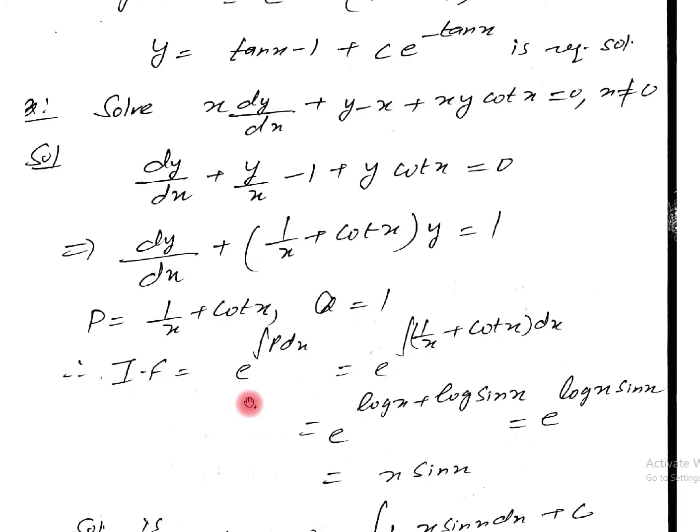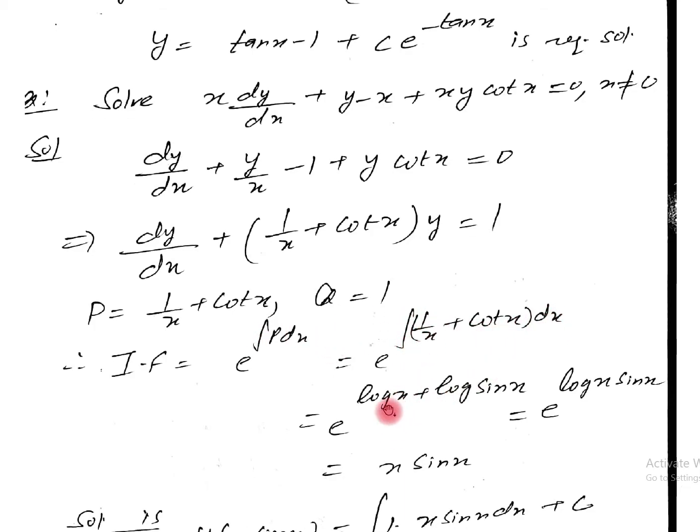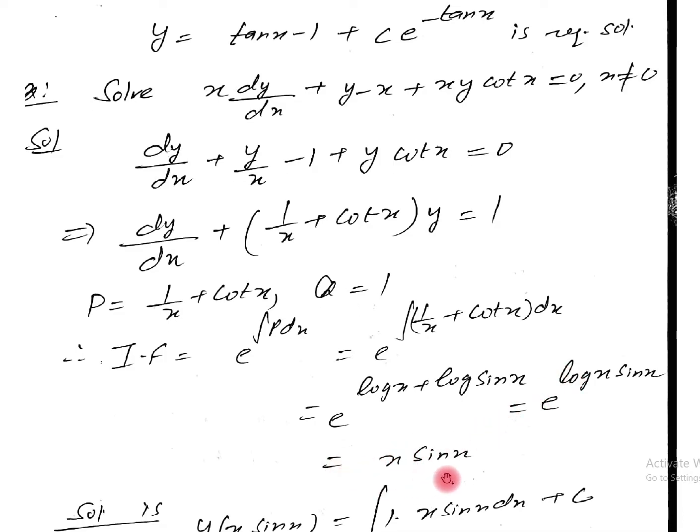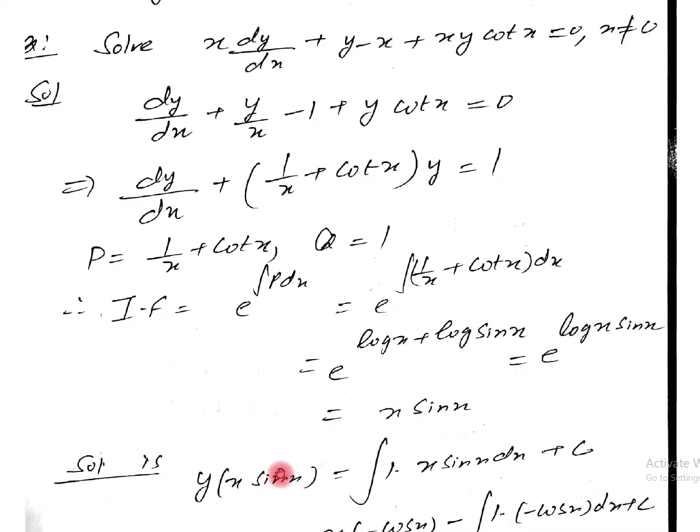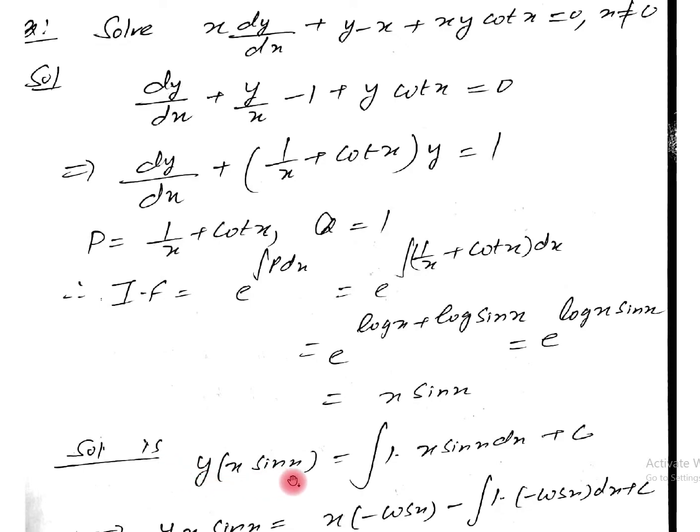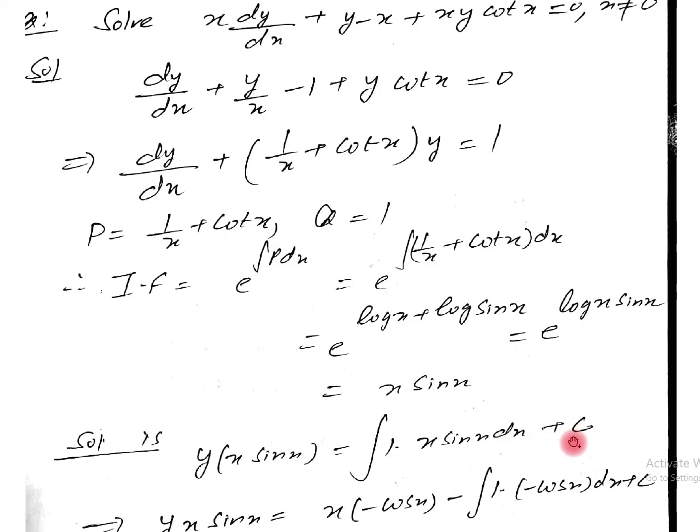Finding the integrating factor, e raised to power integral of p dx, equal to e raised to power integral of (1 upon x plus cot x) dx. Then e raised to power log x plus log sin x. We can combine using the properties of logarithm: e raised to power log x sin x. Then e and log cancel each other. So the integrating factor is x sin x. Therefore the solution is y into integrating factor equal to integral of q into integrating factor plus c.